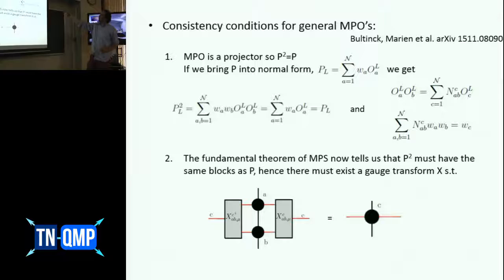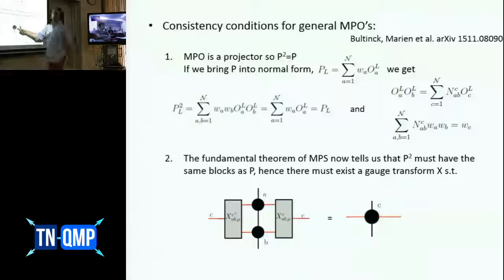And you already immediately see that this will lead to fusion. I have an MPO, I multiply it with another MPO, and this must be a linear combination of the MPOs themselves. We want to find MPOs that satisfy this condition, and indeed all these things have to satisfy some relations. This is exactly the business that people in tensor fusion categories deal with. Anyway, the fundamental theorem of matrix product states tells you that this P squared must have the same blocks as P, so there must exist a gauge transform. Given an MPO and another one, there must exist a gauge transform such that this is equal to the original one. That's exactly what the fundamental theorem tells you.